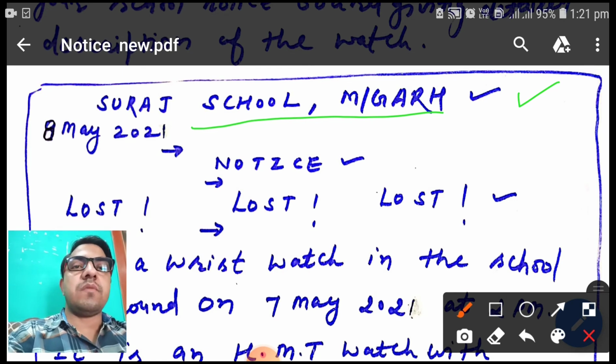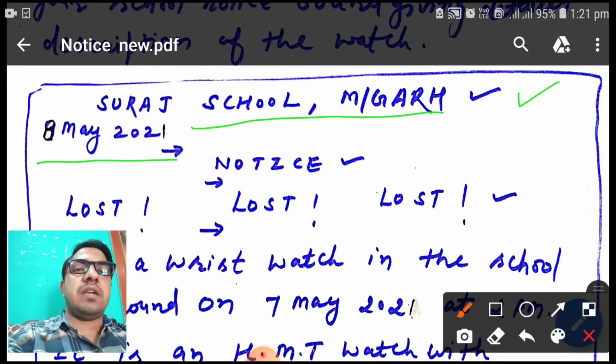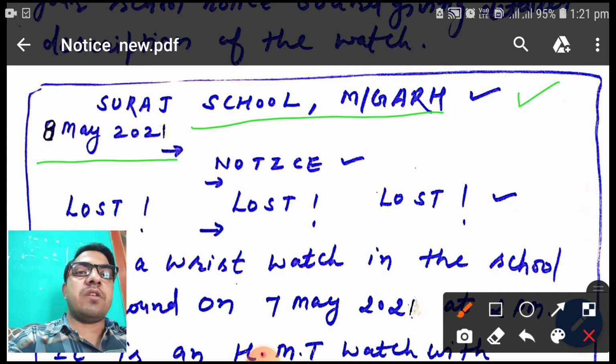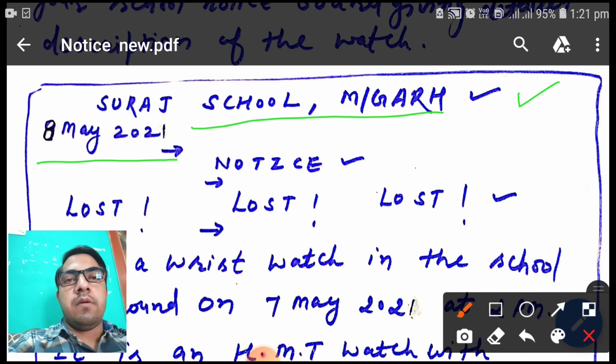After that we should mention the date. We should mention the same date on which we are going to write the notice. Today is 8th May, so we should write 8th May 2021. We should remember that we should write the date which is given in the caption. If no date is given in the caption, then we should write the date on which we are going to give our exam.